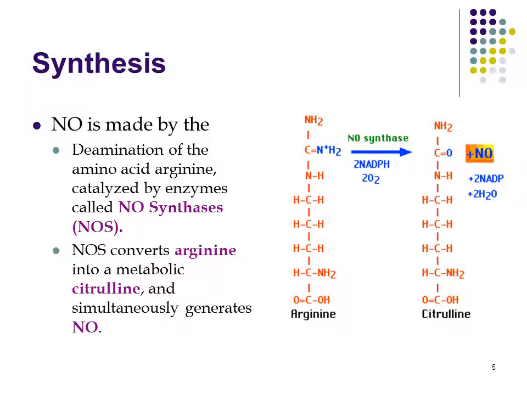Synthesis of nitric oxide. It is made by the deamination of the amino acid arginine catalyzed by enzymes called nitric oxide synthase. Nitric oxide synthase converts arginine into a metabolite, citrulline, and simultaneously generates nitric oxide, as you can see in the picture.